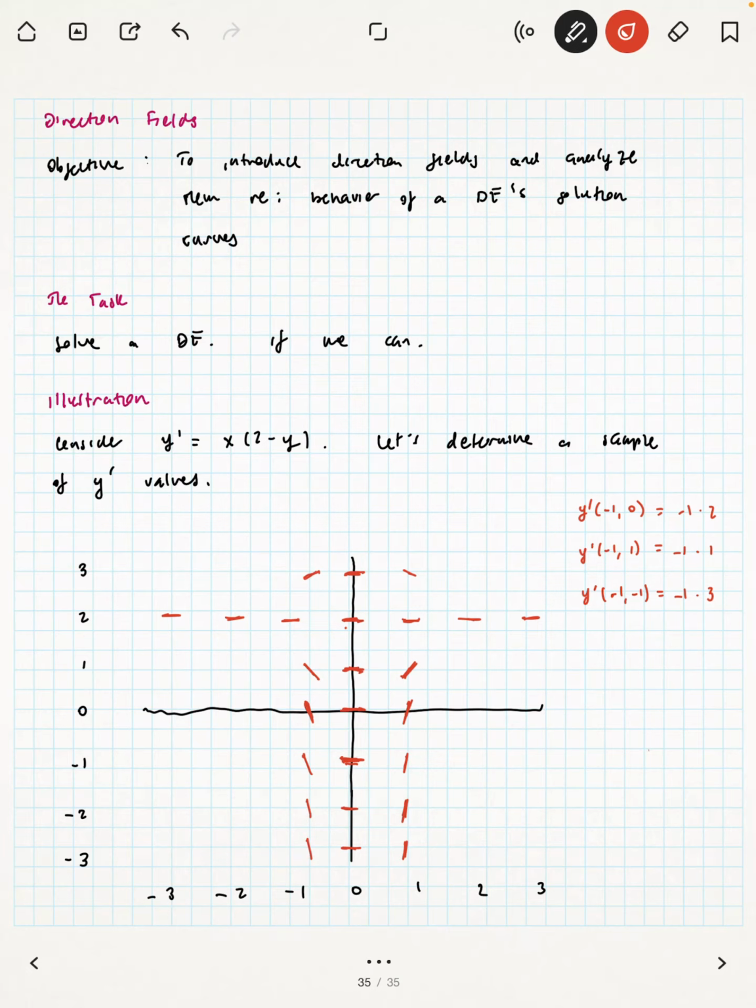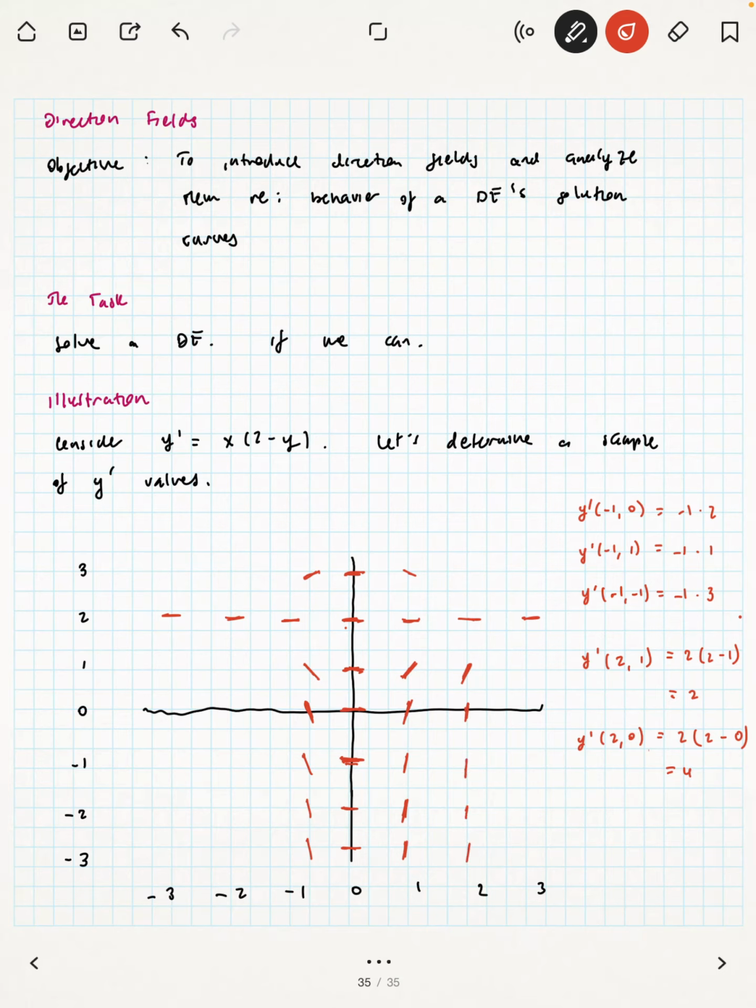That suggests the pattern here. That means that we're going to get a mirror image across the y-axis. And so if we get more points that represent what's happening here, so for instance, let's do y prime of 2 comma 1. It's going to be 2 times 2 minus 1, which is 2. So that looks like this. What about y prime of 2 comma 0? That's going to be 2 times 2 minus 0. That's 4. That's even steeper.